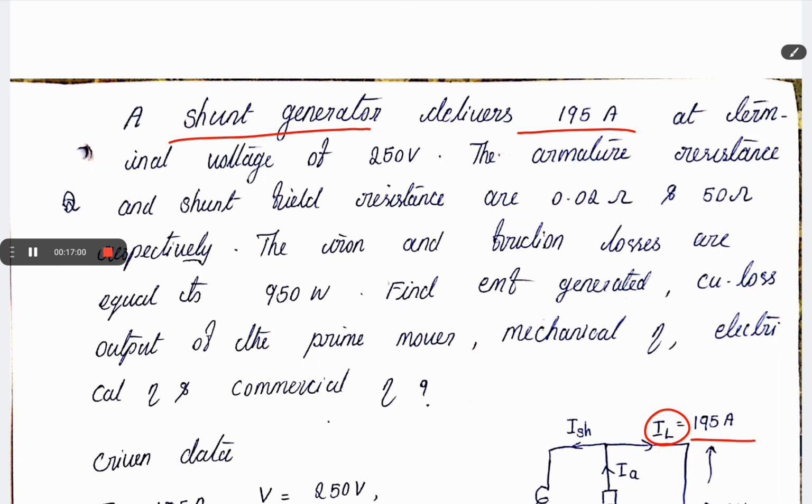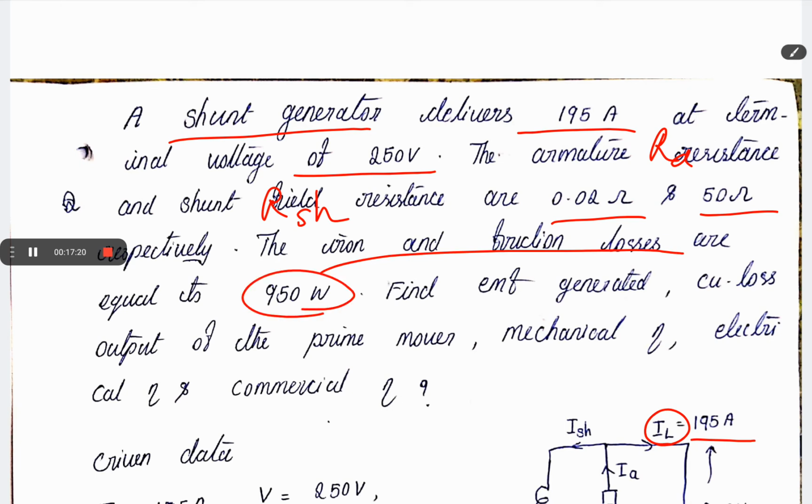So you draw a shunt generator first. The terminal voltage V is given as 250, and armature resistance Ra and RSH are given as 0.02 and 50 ohm respectively. The iron and frictional losses collectively are 950 watts, and find the EMF generated.